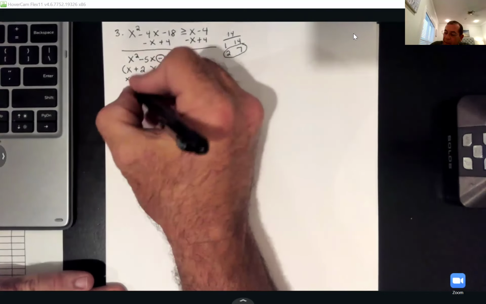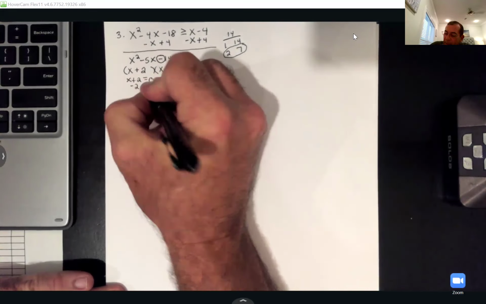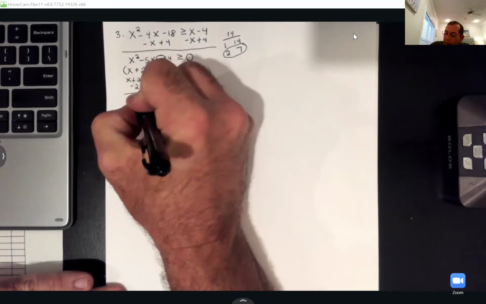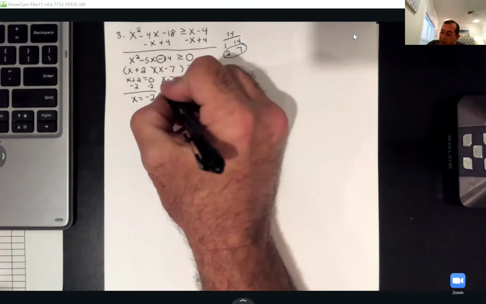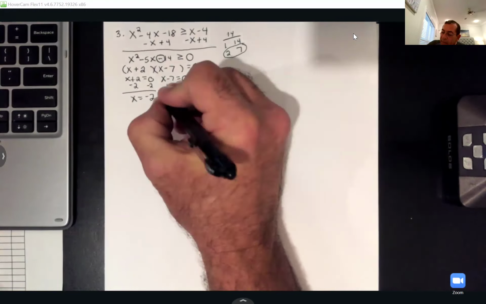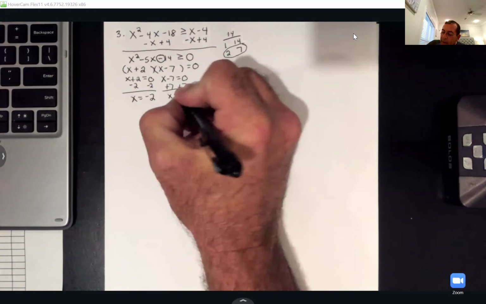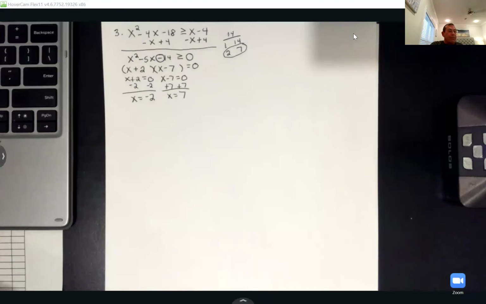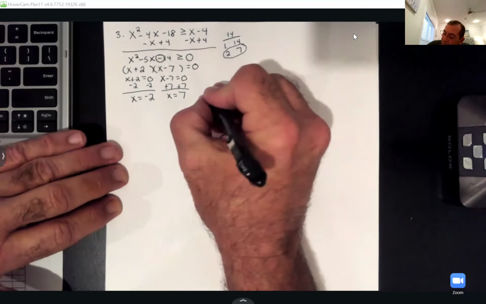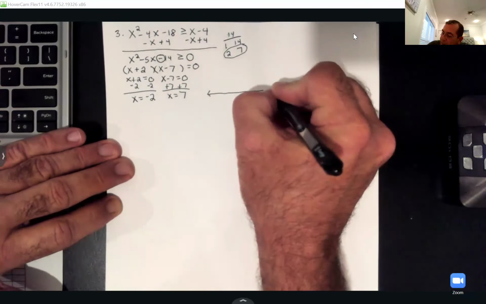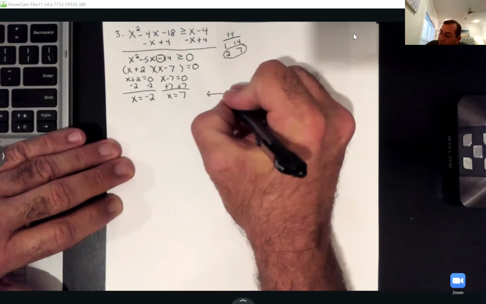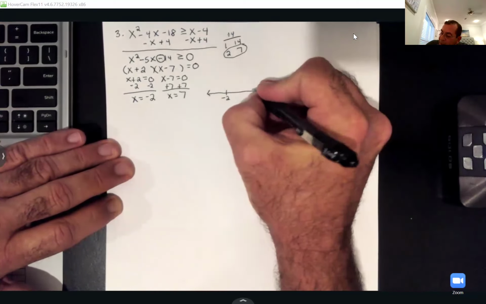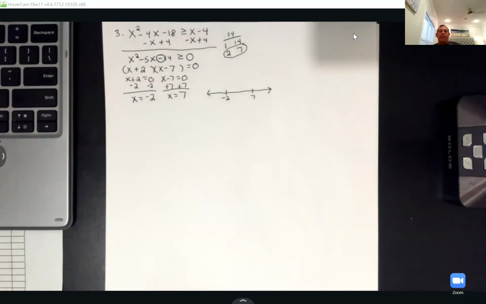And we will solve these by subtracting 2, so that x is negative 2. And then here, adding our 7, and x is a positive 7. So the number line. Let's see who's first. Negative 2 will be over here somewhere, and then my 7 over there.